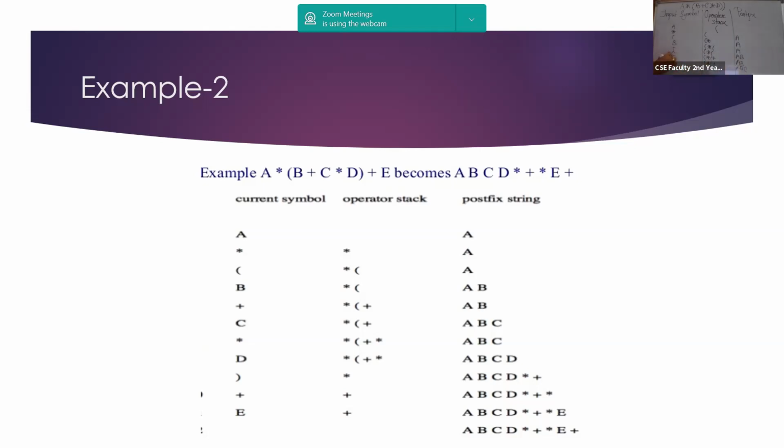C, right? Now multiplication. Now higher priority is coming after lower priority, so don't pop anything. If lower priority comes after higher priority, then you will pop. D. Okay. So star plus star A, B, C, D.